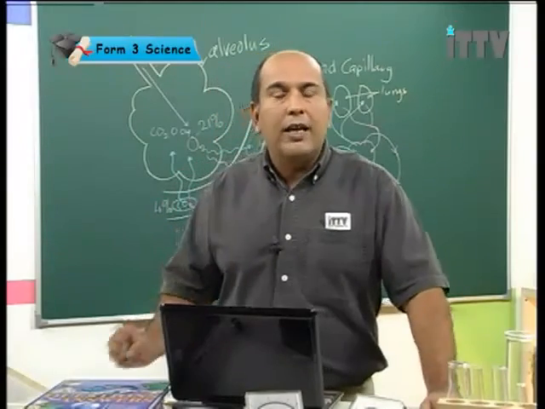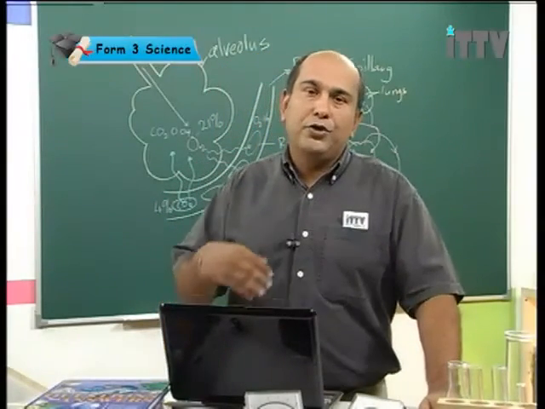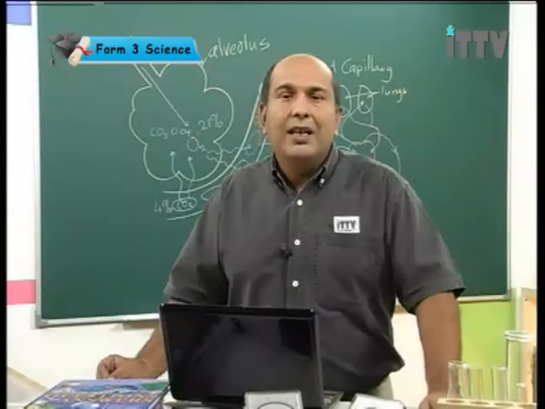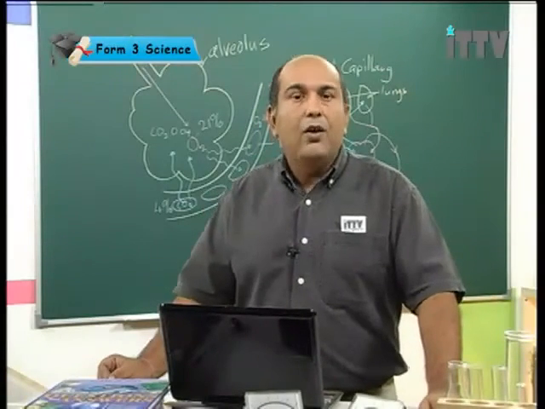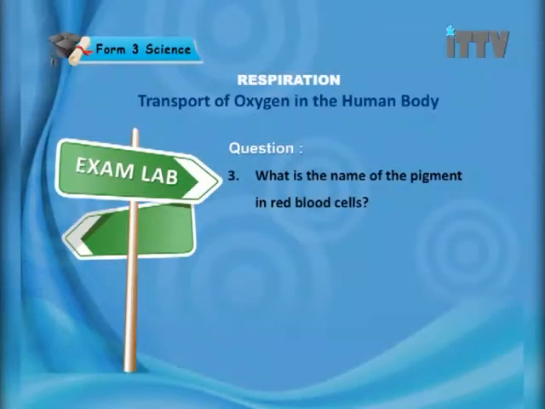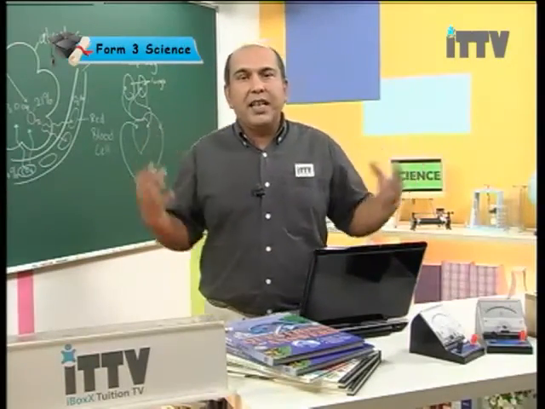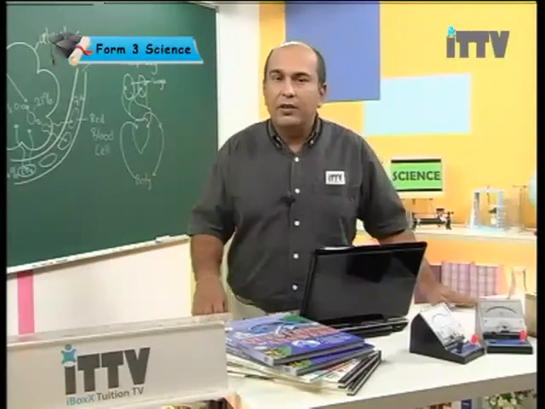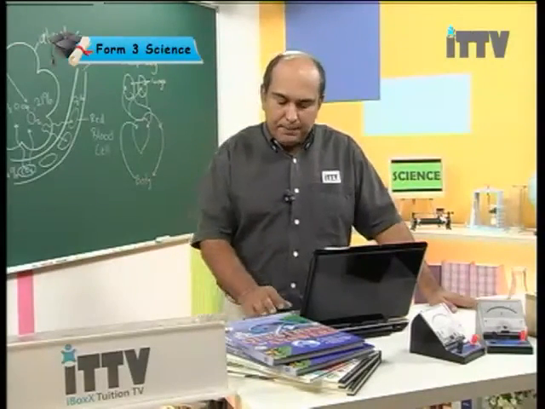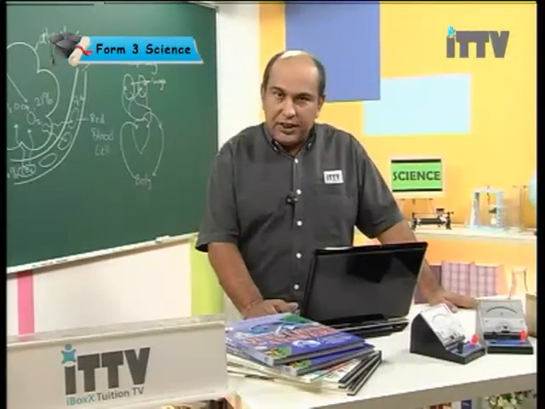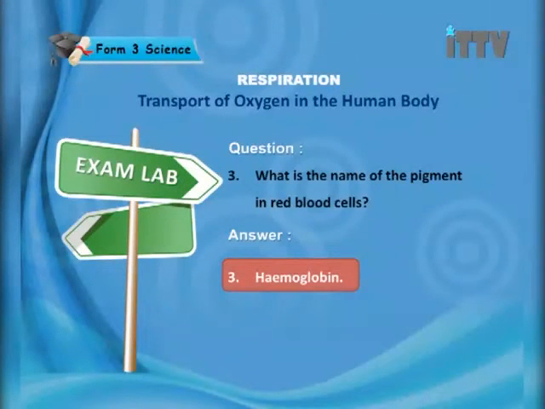Now that we've had a look at oxyhemoglobin and also the process of diffusion, let's try a few questions on what we've just done. What is the name of the pigment in red blood cells? Remember, the red blood cells contain a specialized pigment that helps carry the oxygen with it. Can you remember the name of this pigment? Let's check the answer. Hemoglobin. Hemoglobin is the name of the pigment in red blood cells.